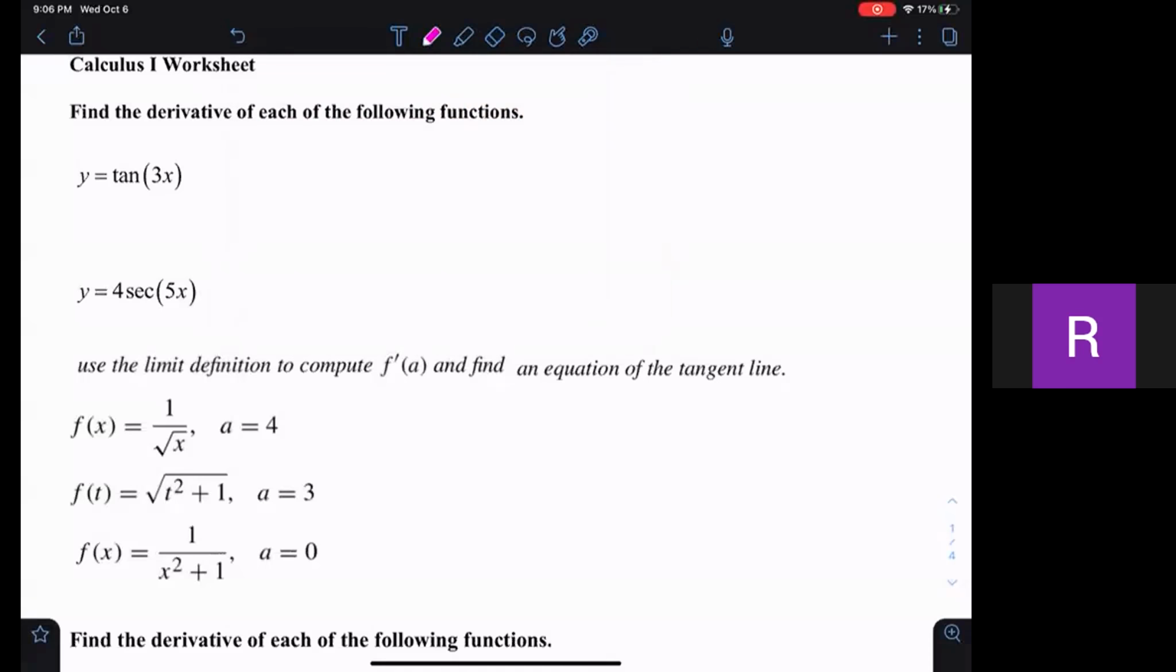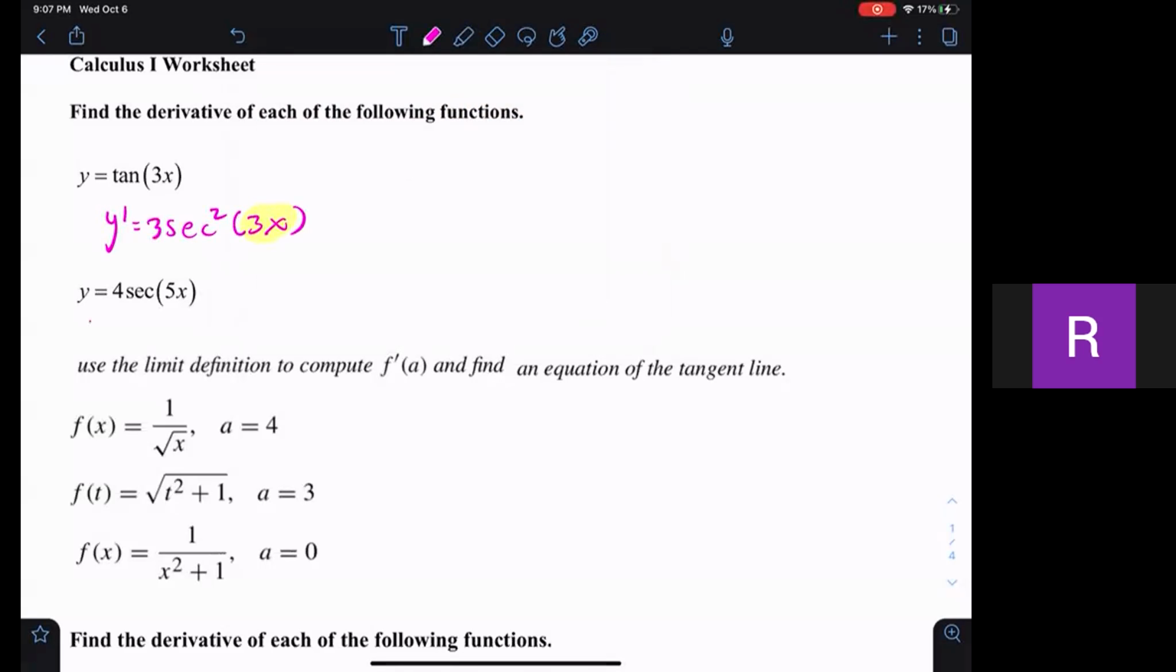Okay, so let's do this really quick because I know it's a little late and I just want to finish this with you guys. So this is the derivative of tangent 3x, so y prime equals secant squared 3x times 3, right? The derivative of the inside from the chain rule. That's 3 secant squared 3x.